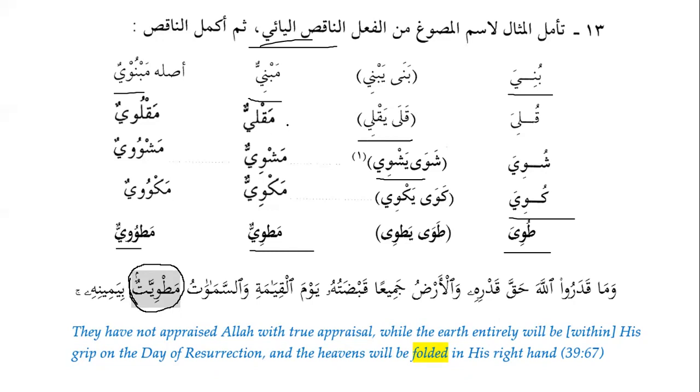For example, maqliyun, maqliyatun, mabniyun, mabniyatun, and matwiyun, matwiyatun, and the plural of matwiyun will be matwiyatun. Matwiyatun, yes, folded. And as we can see here, "and the heavens will be folded in his right hand." وَمَا قَدَرُوا اللَّهَ حَقَّ قَدْرِهِ وَالْأَرْضُ جَمِيعًا قَبْضَتُهُ, will be in his fist, entirely in his grip on the day of resurrection, on the day of judgment, وَالسَّمَاوَاتُ مَطْوِيَّاتٌ بِيَمِينِهِ, and the heavens will be folded in his right hand.